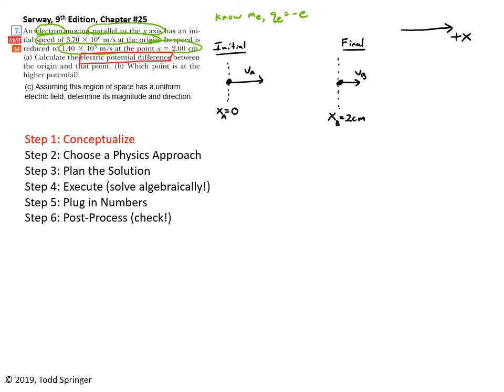And now what we're trying to find is the electric potential difference. So we should note that the point initially here has electric potential capital VA, and the final point here has electric potential VB. And our target variable is going to be delta V. We want the electric potential difference, which is VB minus VA.